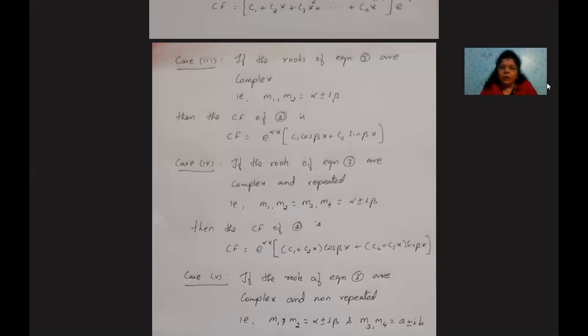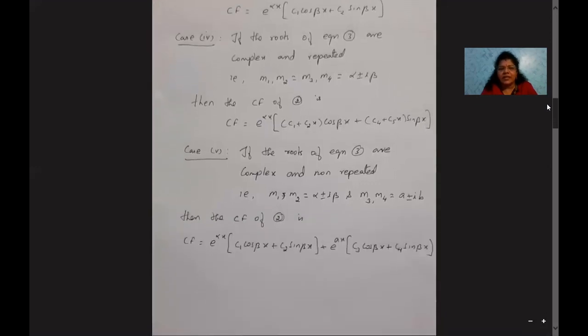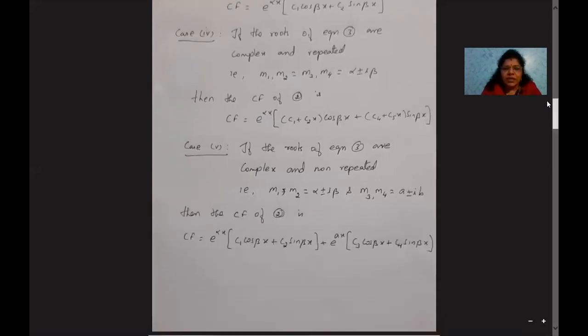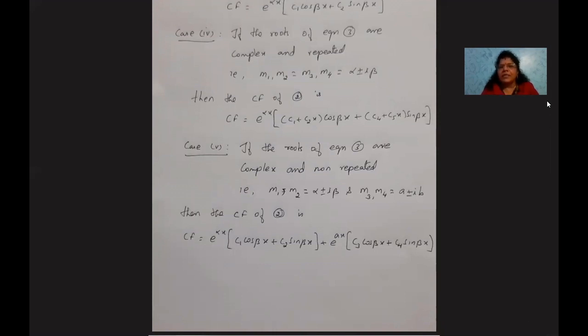That is m1, m2 and m3, m4 both are the same complex roots, but repeated. I mean alpha plus or minus i beta twice we are getting. Then the complementary function is e power alpha x into (c1 plus c2 x) cos beta x plus (c3 plus c4 x) sin beta x.